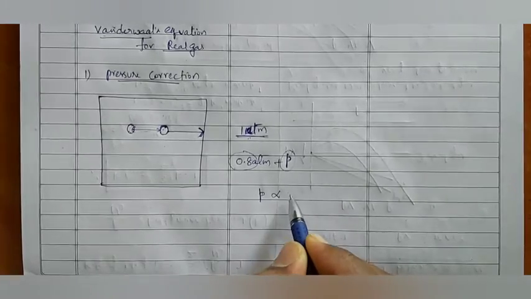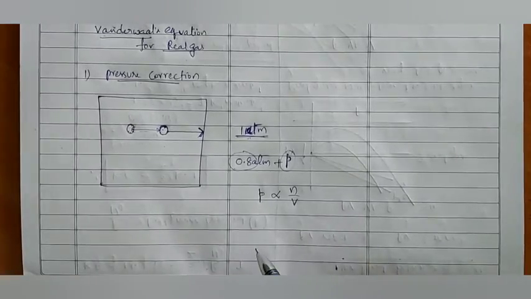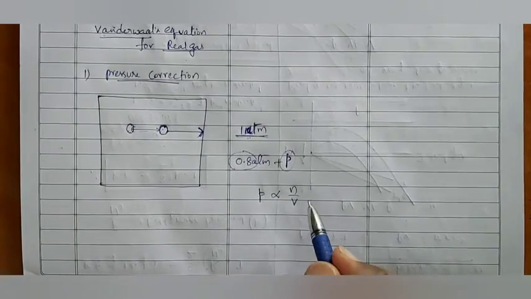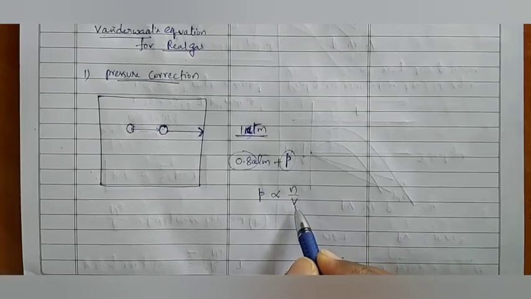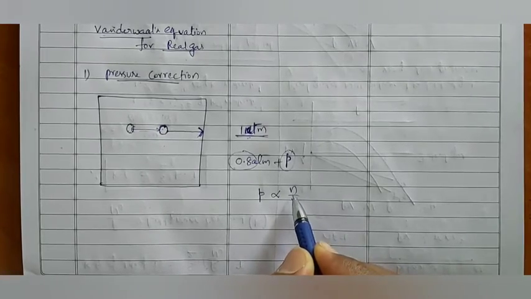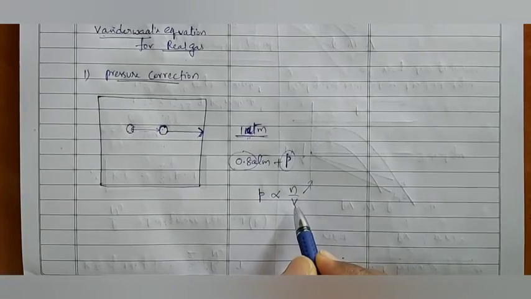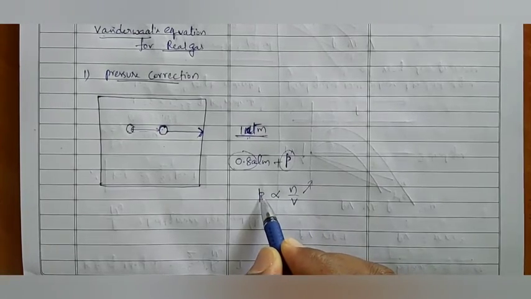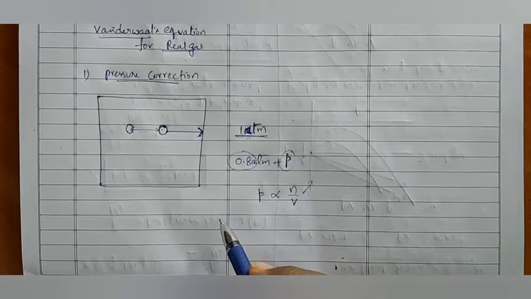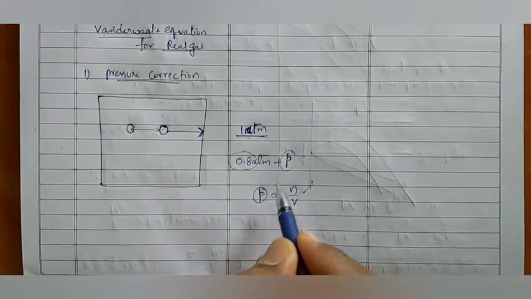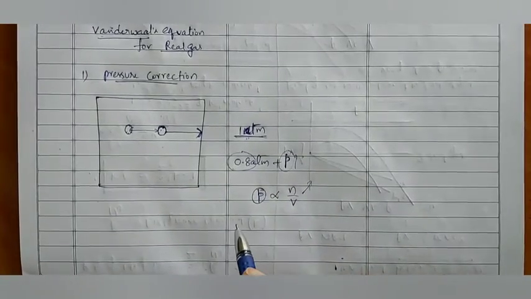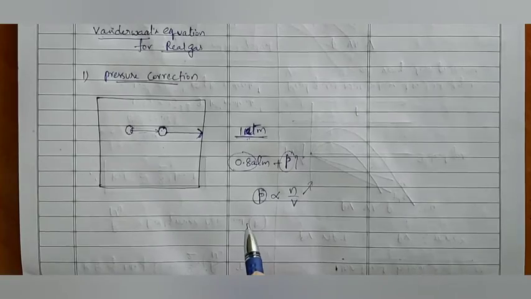Small p is directly proportional to N by V. What is this N by V? The number of molecules present in unit volume. When the number of molecules present in unit volume increases, this pressure will be further reduced. This p value increases, total pressure decreases. Is it correct or not?